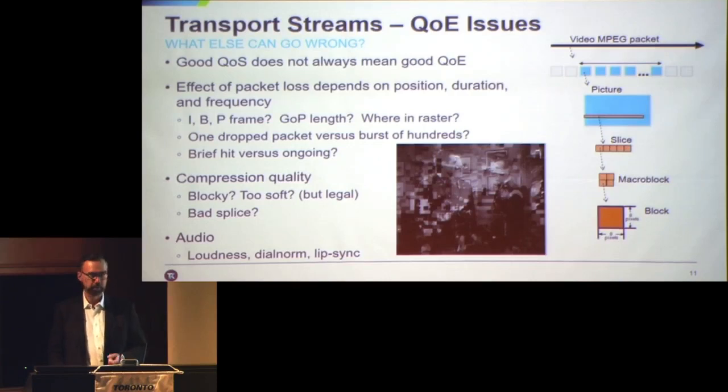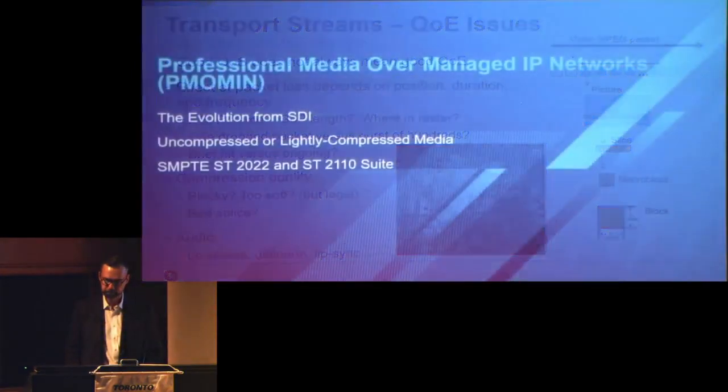On the other hand, it might be just one packet that drops out in a B frame, and your decoder could conceal that, or you wouldn't even notice it if you were really watching closely. Also, if the packet hits right in the middle of the news anchor's face and you get a green block there, boy, that's going to be noticeable. And if it happens off to the corner of the screen, you probably wouldn't even see it. If the compression quality, for example, was too blocky because you starved the encoder for bits, or if it was too soft because you softened the edges, that's still legal, but it doesn't necessarily look good to the customer. Maybe it's a bad splice, like this example, and the usual audio problems, too.